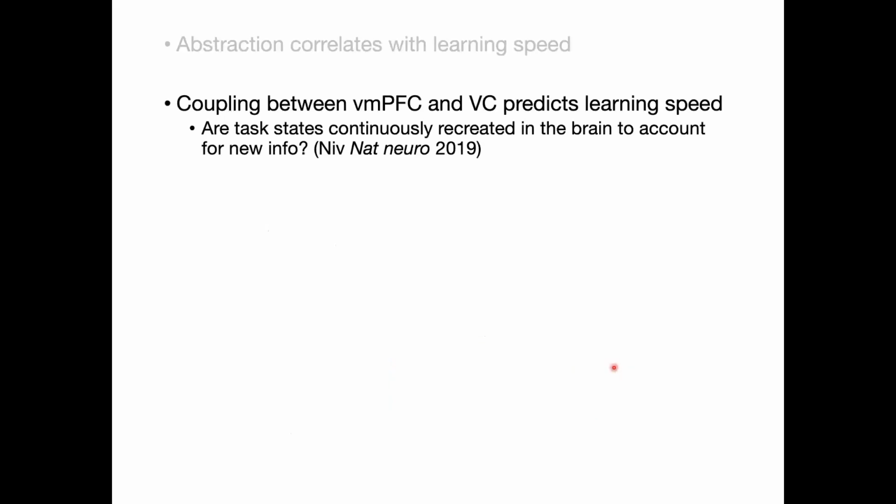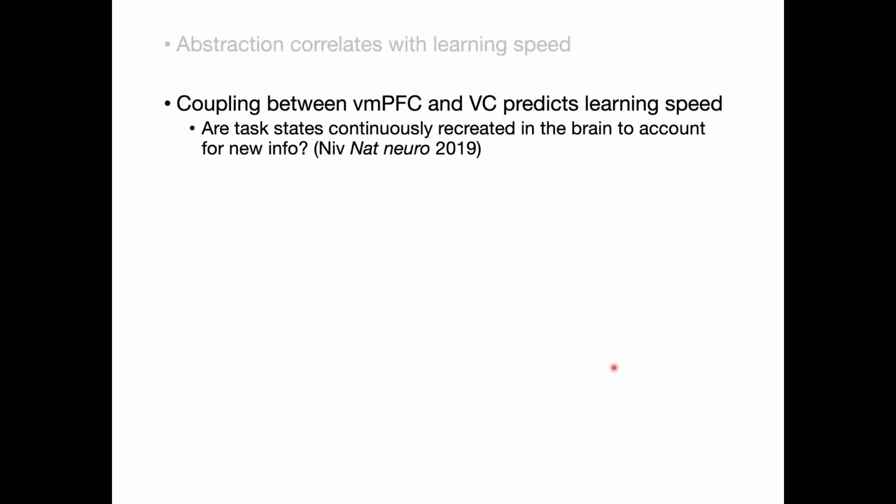So to wrap up all these results, what does it tell us? First of all, we find that abstraction correlates with learning speed. This should also be the case because it is by design in the task that to learn better, the agent is bound to use abstractions. If abstractions are not used, we should not see improvement in learning speed. We find that the coupling between the VMPFC and the visual cortex predicts learning speed.